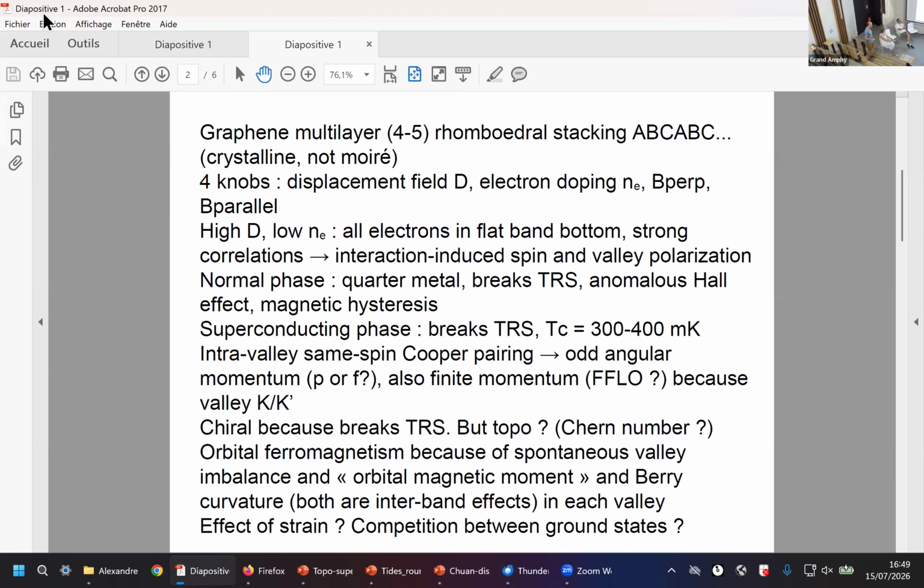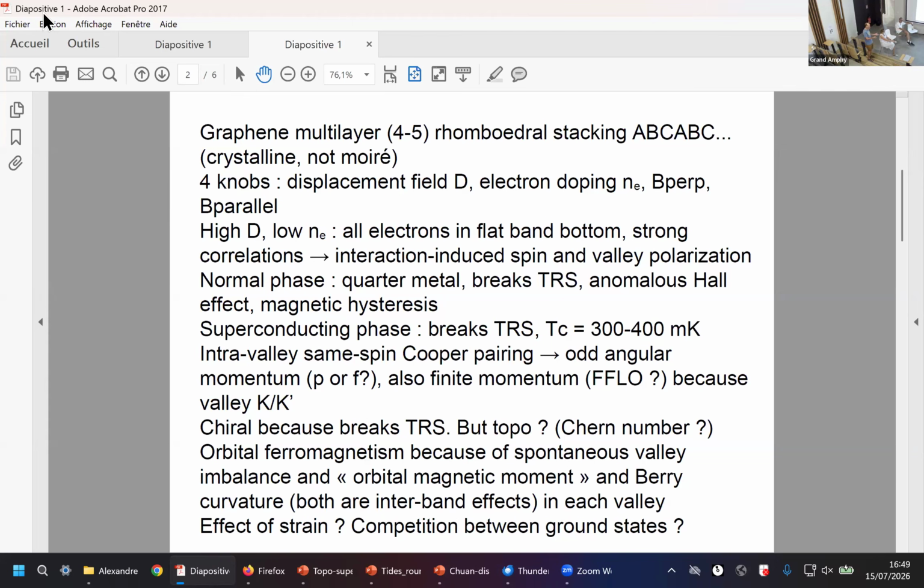And also because it's happening in a single valley, then they say the Cooper pair carries overall momentum. So it should be some kind of FFLO type of superconductor. I want to make one point, I'll insist a little bit on that. It's chiral because it breaks time reversal symmetry, but they didn't check about topology.